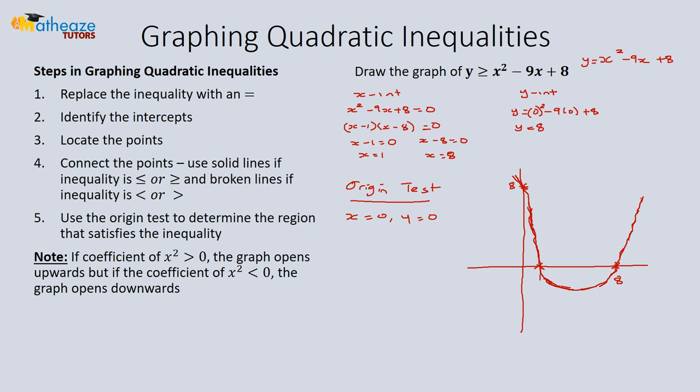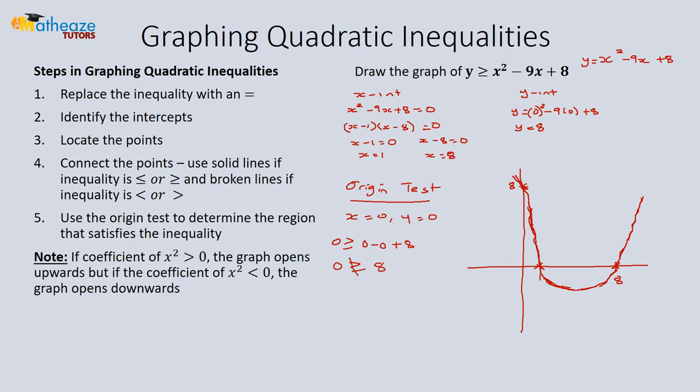If the inequality is true, every part of the region that has the origin with it becomes the region that satisfies the inequality. But if that is false, then any region that does not have the origin becomes the region that satisfies your inequality. So let's look at this right here. Plug in y equal to 0. So 0 is greater than or equal to 0 minus 0 plus 8. So this here is saying that 0 is greater than or equal to 8.